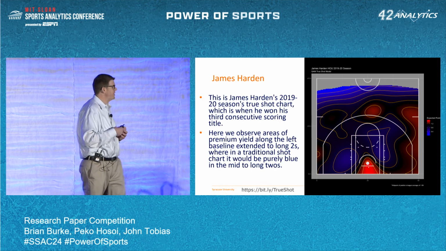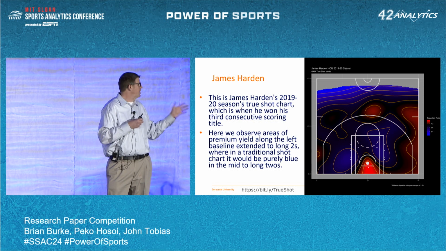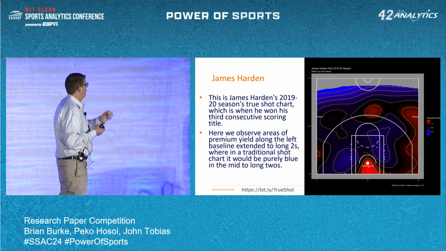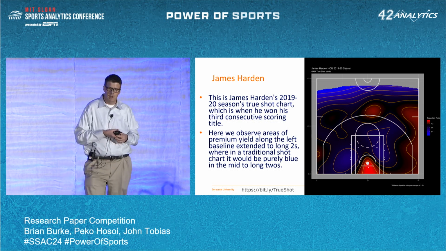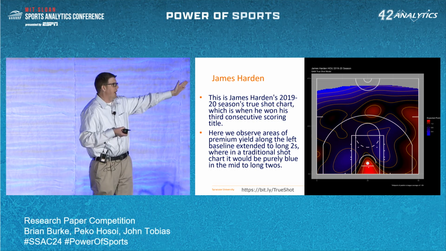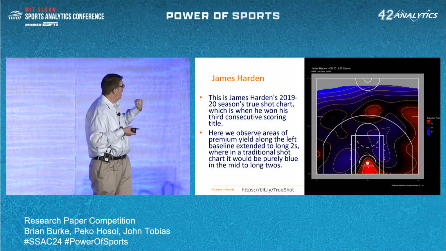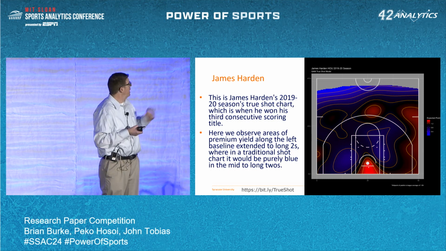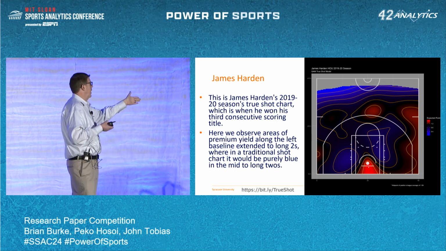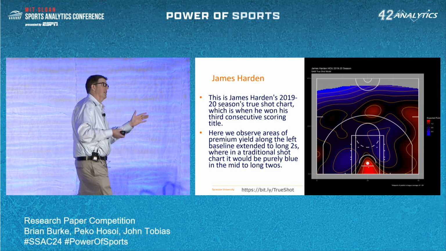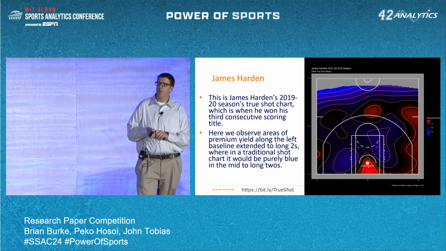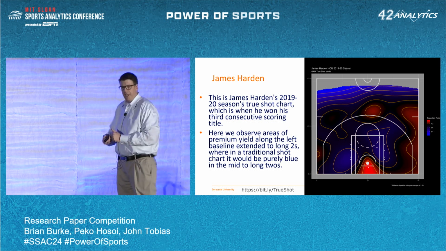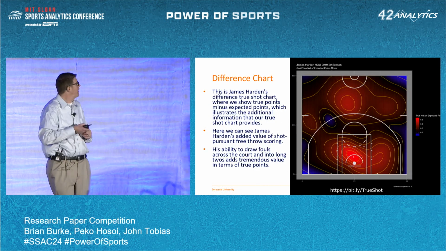Here's another example. This is going to be James Harden's 2019-20 season when he won his third consecutive scoring title. So it's interesting because you can see on the left baseline, 2 long 2s, we have high scoring yield. And you can see that because it's red. In the traditional shot chart, it would be all blue there because those would be very inefficient shots, as you can remember from the expected value plots. But our true shot chart shows that these are high yields, and we can see why with the difference chart.